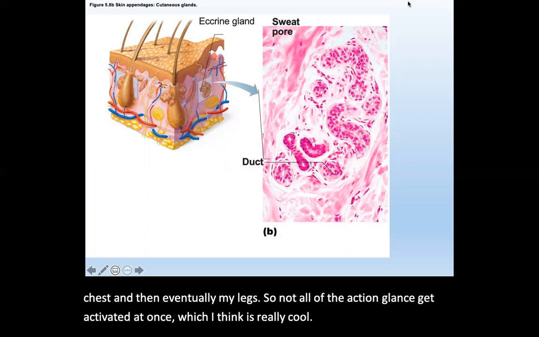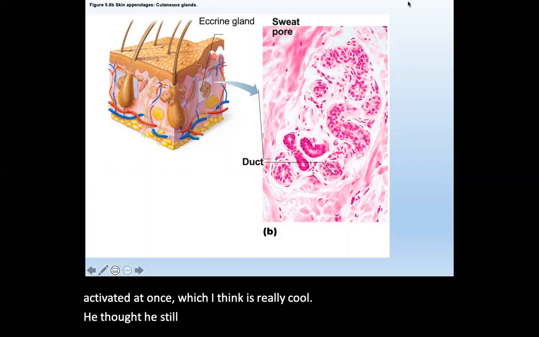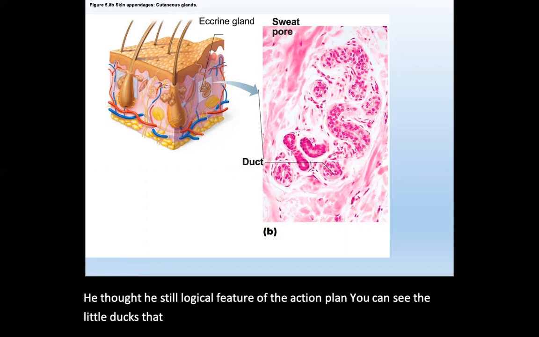Here is a histological feature of the eccrine gland. You can see the little dots that are present inside the eccrine gland.